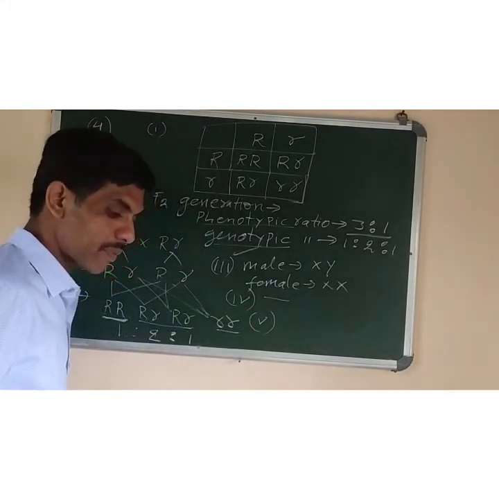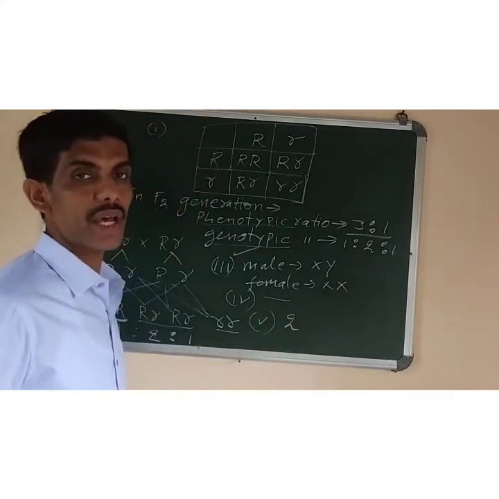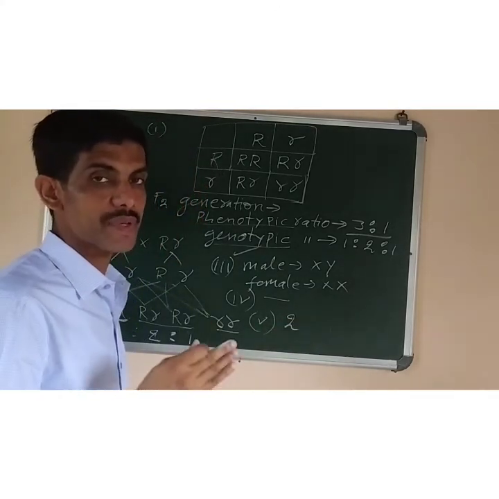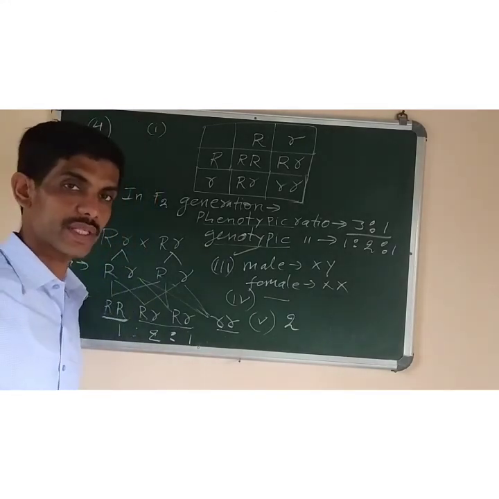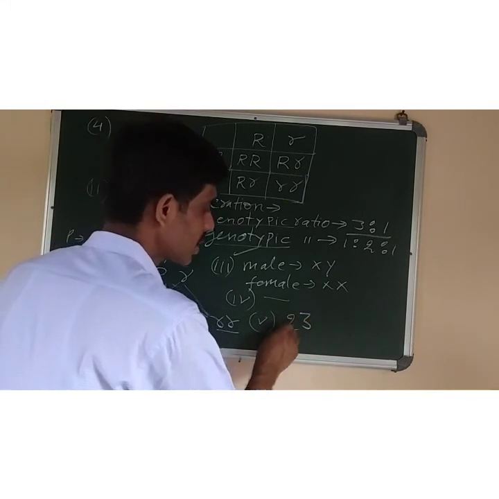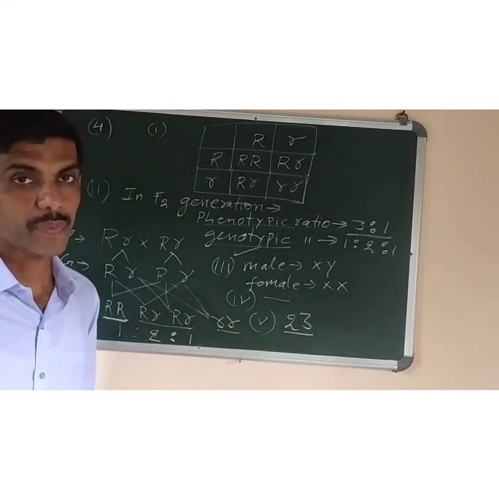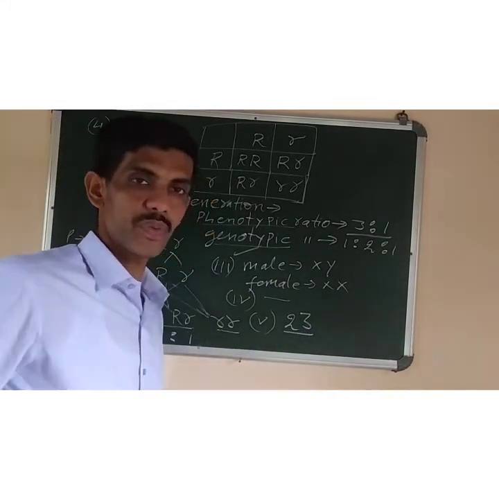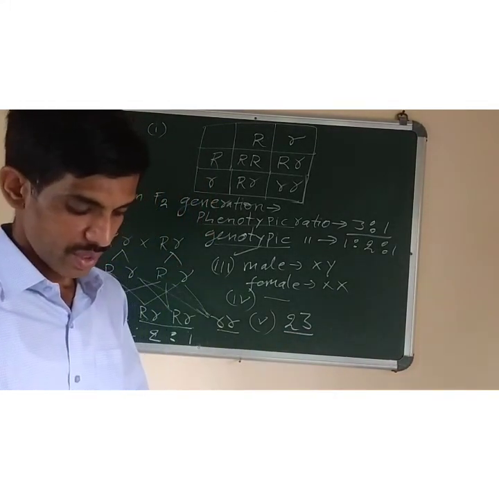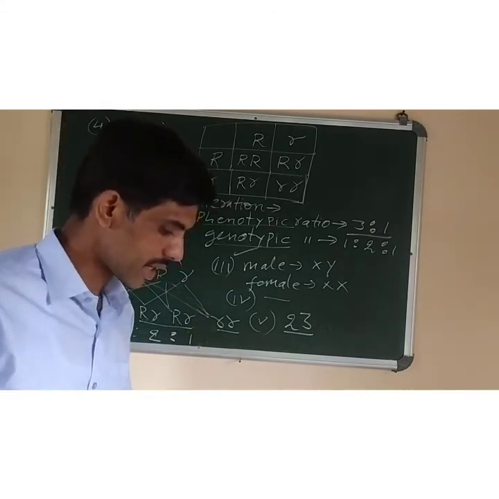What is the number of chromosomes in the gametes of human beings? Gametes are haploid, meaning having half set of chromosomes. Our normal body cell has how many chromosomes? 46. It means the gametes will have only 23 chromosomes, not 23 pairs. If you write pairs, the answer will be wrong. It will be 23 chromosomes only. Now, the next question is the same as the previous one.